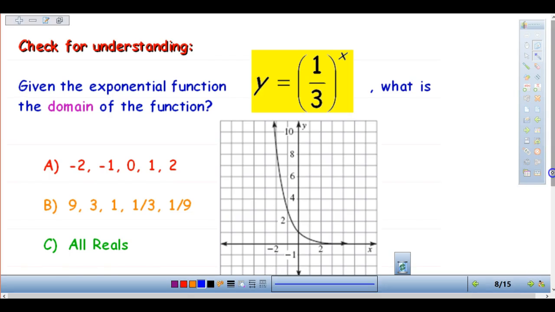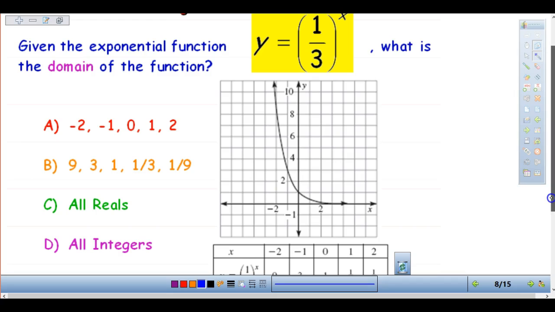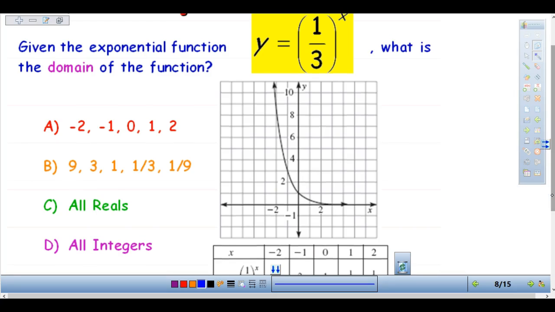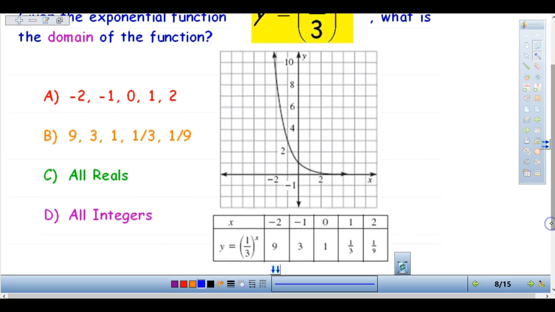All right, why don't you try this one? It's just multiple choice. It'll be pretty quick. She can pause the video, give you a second if needed. Again, I want to know, what is the domain for this? You should have gotten all reals.